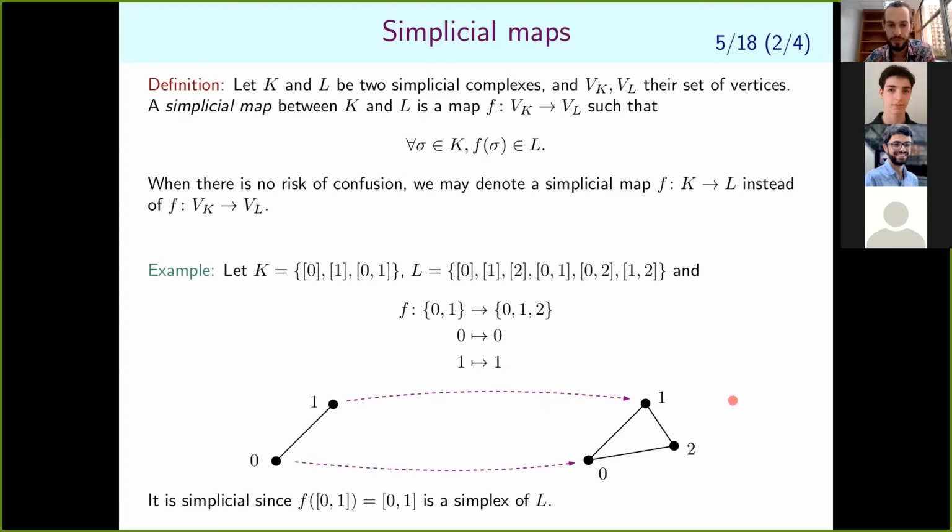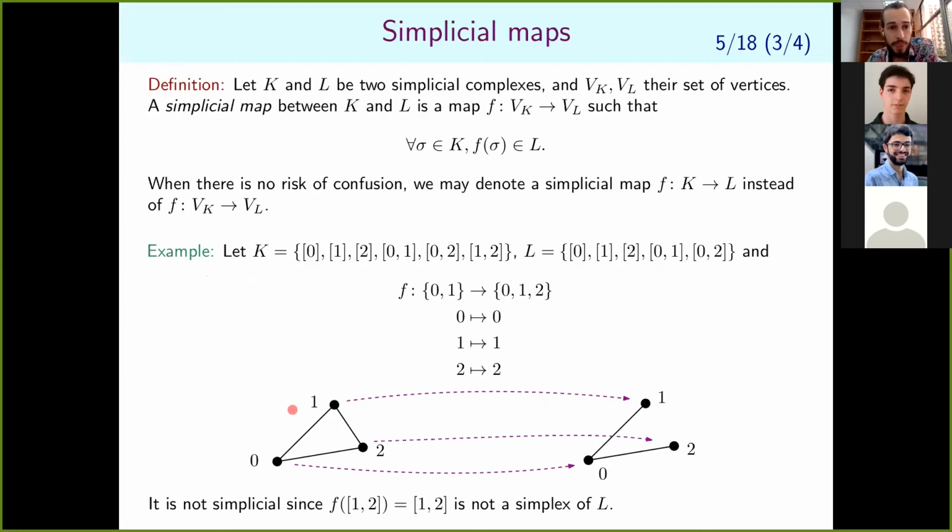A counter example: if I take this triangle and these two edges, the identity map, 0 to 0, 1 to 1, and 2 to 2, is not simplicial, because if you take the image of this edge, 1, 2, this is not a simplex of the second simplicial complex. Okay? This map here is not a simplicial map between these two simplicial complexes. And I have a last example, which will be very important to us.